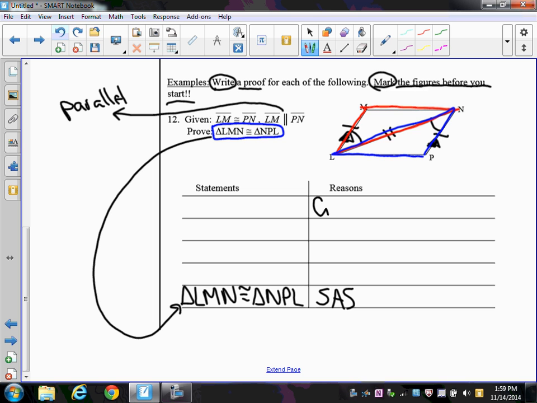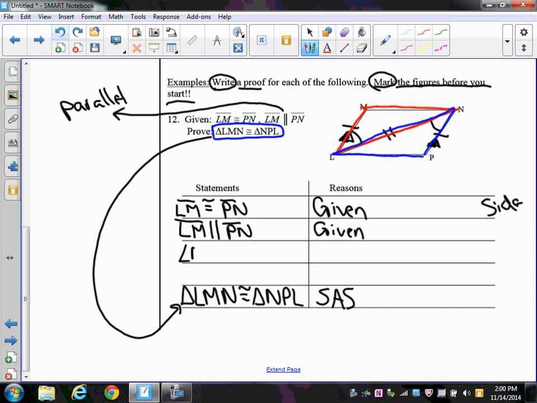Remember, our first reason always has to be given. So I'm going to use some of my given information. Segment LM is congruent to segment PN. And on the right, I can think this is a side. So for my last reason why, I can write it's a side. We're also given that segment LM is parallel to segment PN, and that's also given. That's not telling me any sides or angles are congruent, though. It's just telling me the lines are parallel. The next part will give me the angle, though.